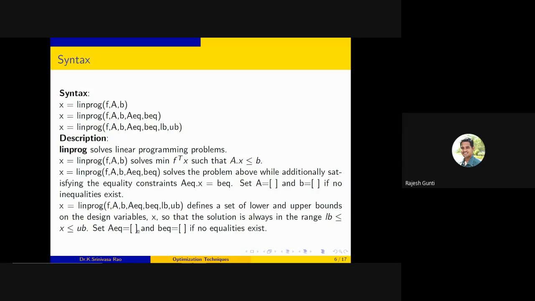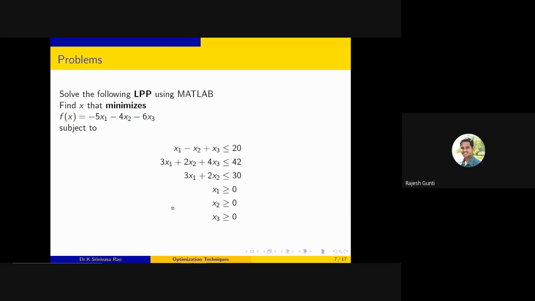A equality is empty, B equality is empty. If you take a problem, we can easily understand what A equality is. A equality is a matrix, B equality is a row matrix. Everything I will explain with the problem. Suppose this is the problem. Solve the LPP using MATLAB.